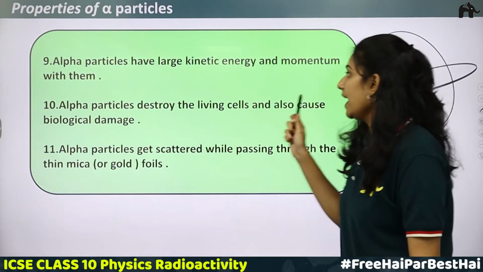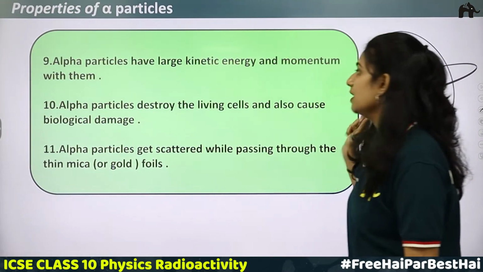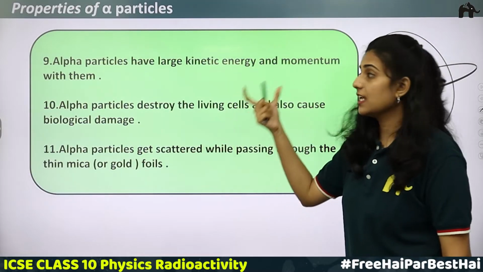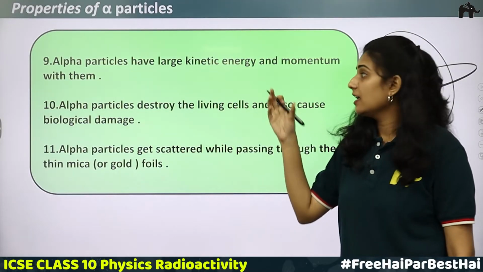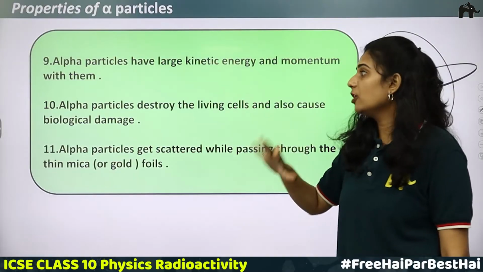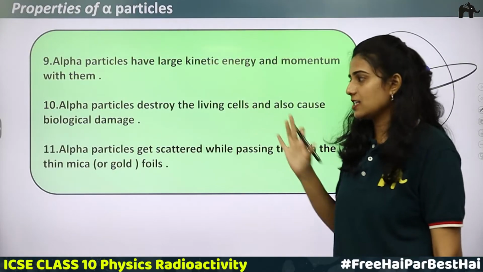Next, ninth property, alpha particles have large kinetic energy and momentum with them. Because of this, they can be made to bombard atoms of an element to convert it into another element. This is called transmutation.